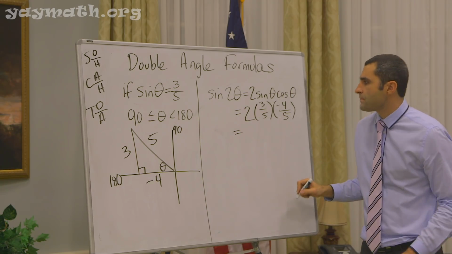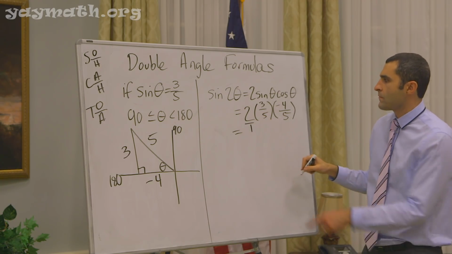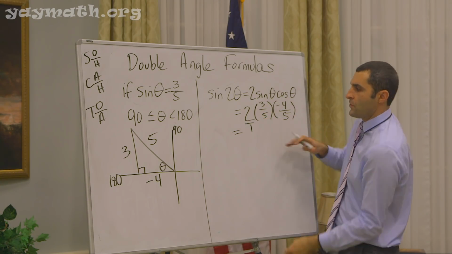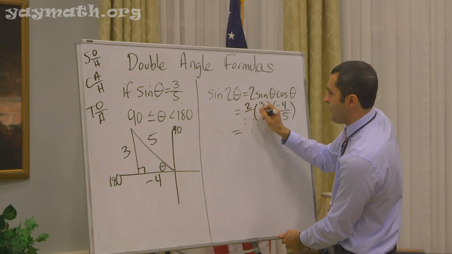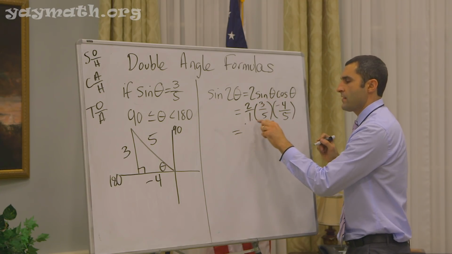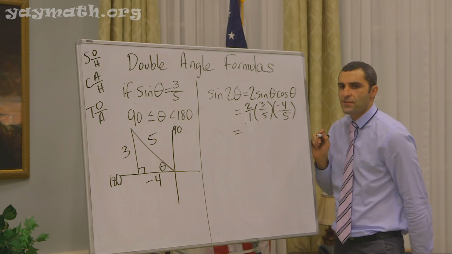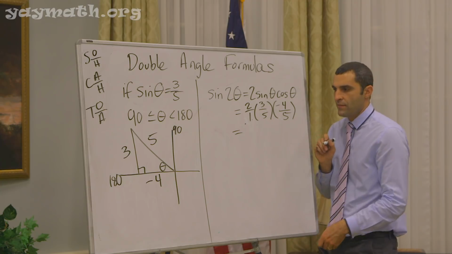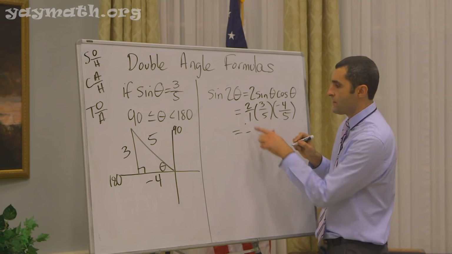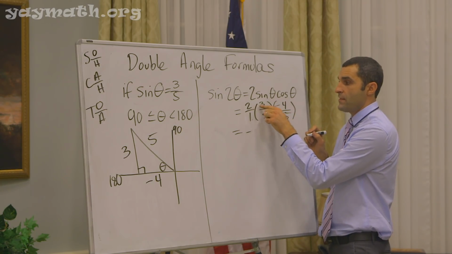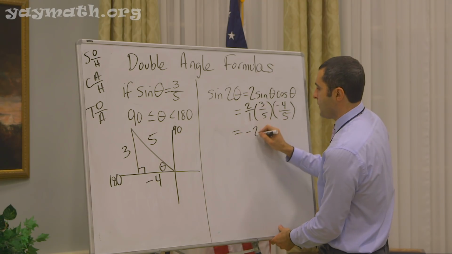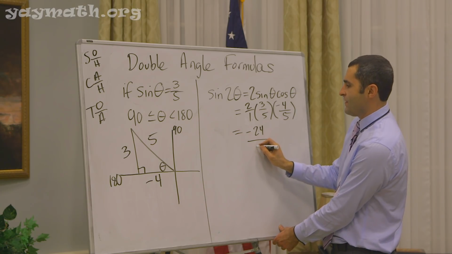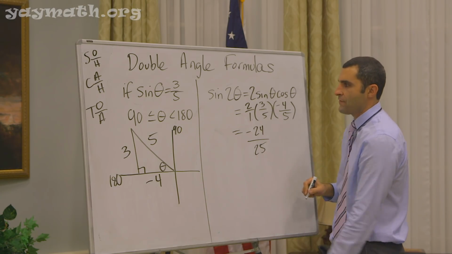Which equals 6 over 5 times negative 4 over 5. Would you like to make the 2 be 2 over 1? A lot of students like to see it that way. It's all multiplication, so multiply across. 2 times 3 is 6, times negative 4 is negative 24. We won't leave you behind. 1 times 5 is 5, and then times 5 is 25. There's your answer: sine of 2 times that angle is negative 24 over 25.